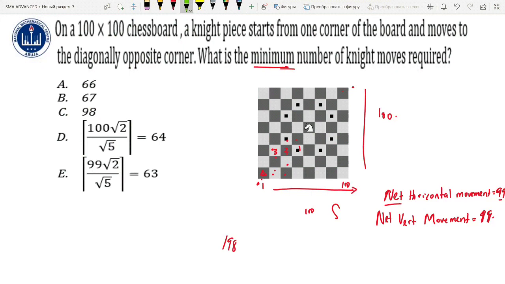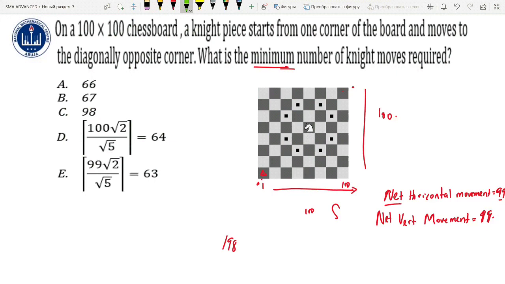Also, as I said, every move a knight makes, it moves 3 boxes. So the best way to minimize the number of moves this knight makes is that it either moves twice to the right and 1 upwards, or twice upwards and 1 to the right. If we start moving left or down, we can never get a minimum number of moves, because it's going to start increasing the amount we have to move up to reach the 99, to make the net distance 99.